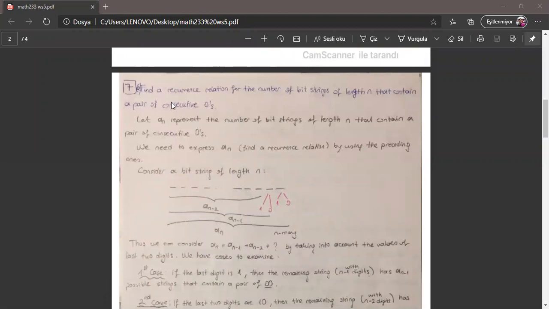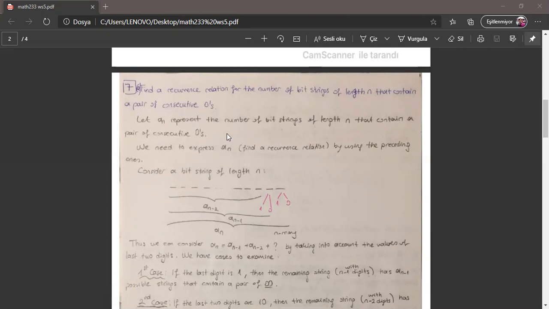Now, for this part, again, we will find the recurrence relation. To compute the number of bit strings of length n that contain a pair of consecutive zeros, as you can guess, we will consider a sub n as the number of bit strings of length n that contain a pair of consecutive zeros.